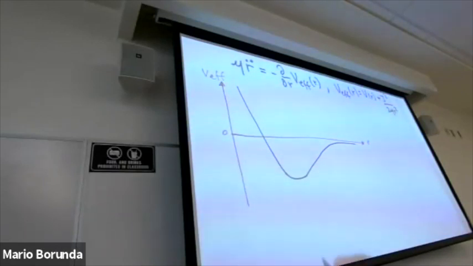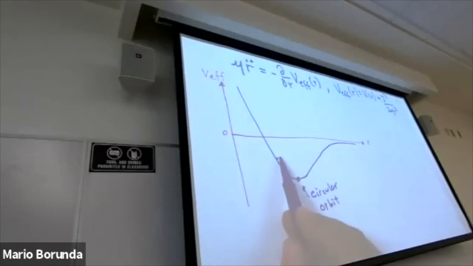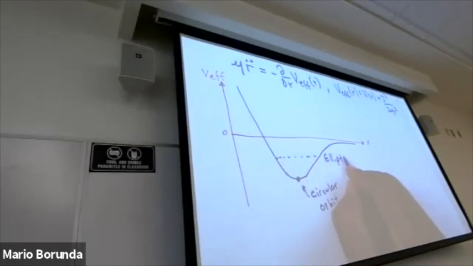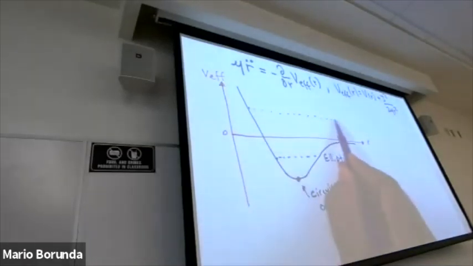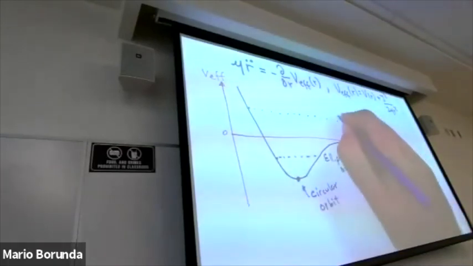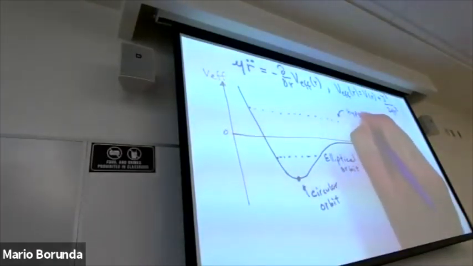So there's a minimum somewhere here. This minimum is where I would get a circular orbit. Anywhere in between, like here, I would have an elliptical orbit. And then if I'm above the zero, like over here, this corresponds to hyperbolic orbits.